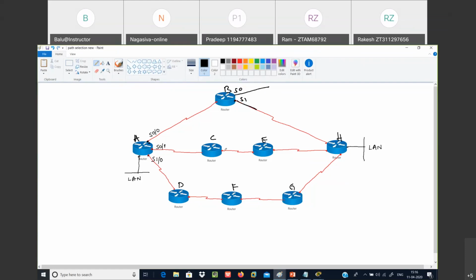From C router, one link, one more link, one more link: S0, S1, S2, serial 2. From D, 1, 2, 3 links: S0, S1, S2. This is the topology now. Like any router series you can use. Not only 2600 series, you can use any router series.